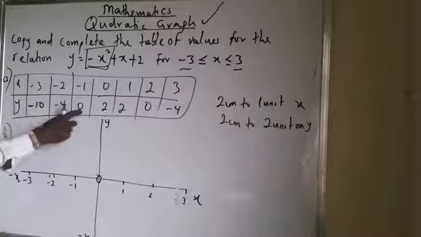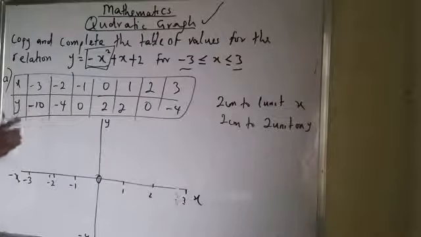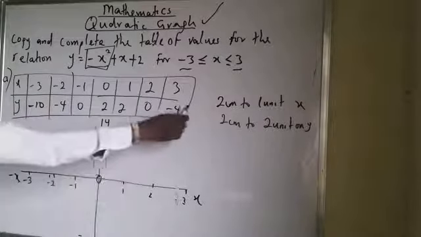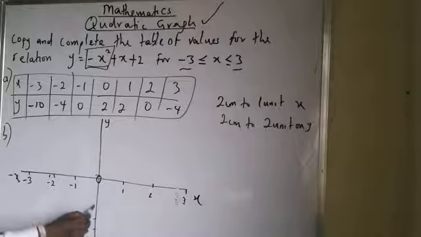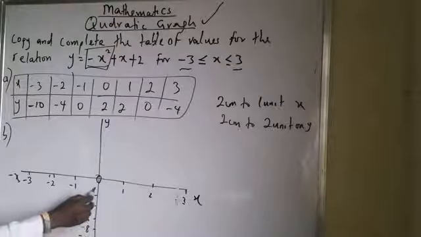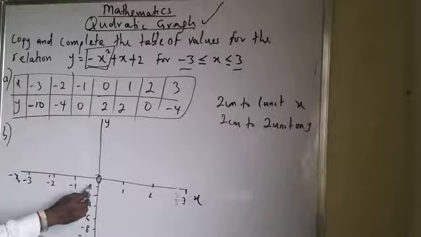The least number is not 0. The least number is what? Minus 10. Just start from here. Minus 10. You are counting 2 centimeters. Don't forget. You know about 2 centimeters. Minus 8. Minus 6. Minus 4. Minus 2. Are you with me?